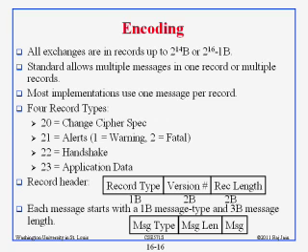Most implementations use one message per record. So although this is allowed, in implementation you take every message that comes from HTTP or from SSL for that matter and put that into one record. There are 4 record types: change cipher spec, alert, handshake, and application data.